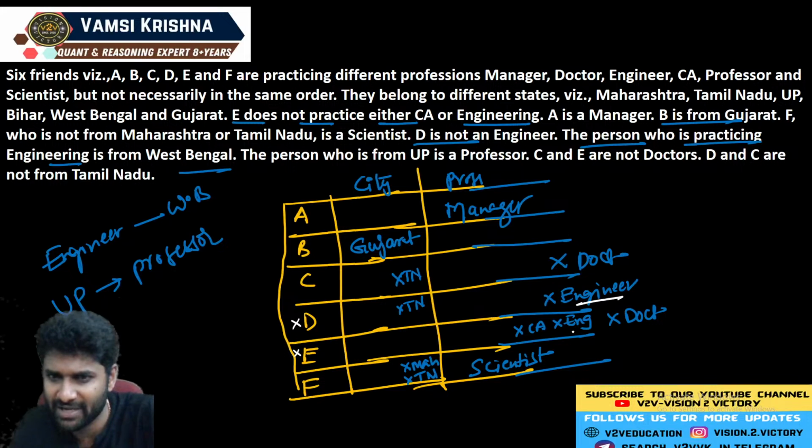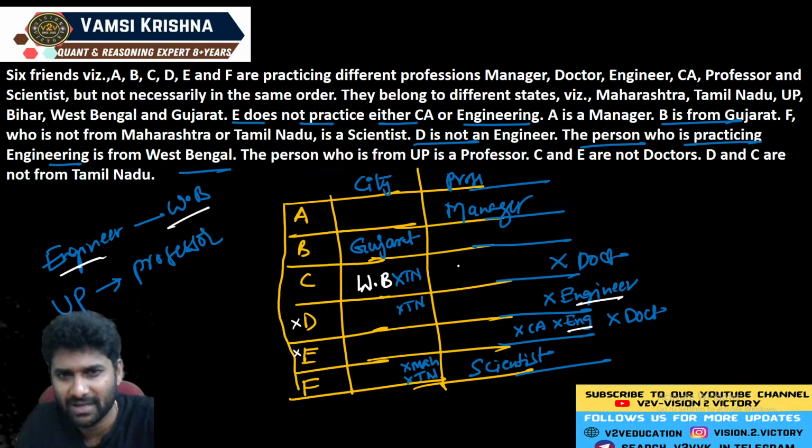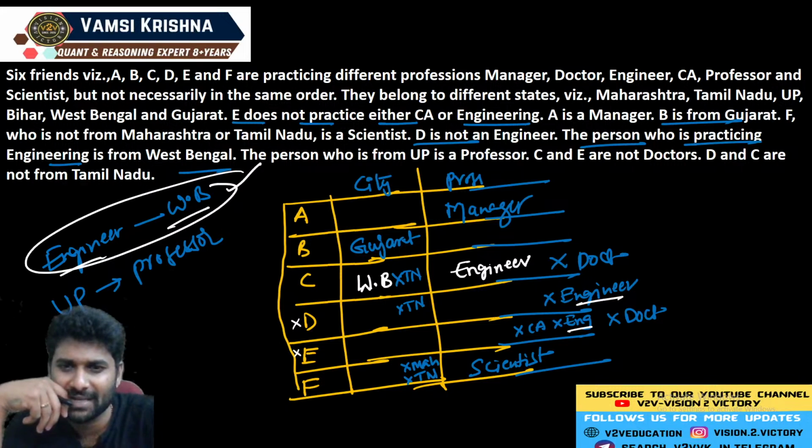Why? Because they already mentioned that. Now you can't place engineer in B and A also, because the engineer is from West Bengal. We can conclude that person C is from West Bengal and the profession is engineer. We'll get one data, guys.